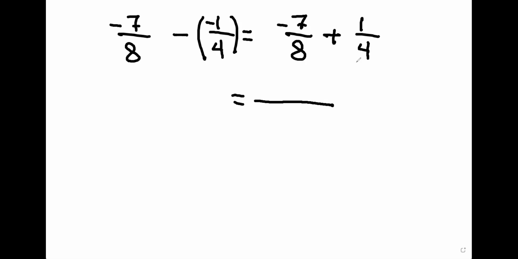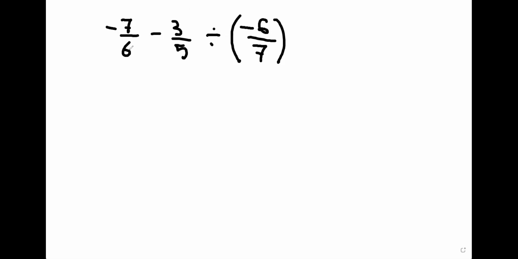Now this question looks a lot easier. So the common denominator between 8 and 4 is 8, because 4 goes into 8. So therefore 8 divided by 8 is 1, times negative 7 is negative 7, plus 8 divided by 4 is 2. 2 times 1 is 2. And therefore the answer here is going to be negative 5 over 8.